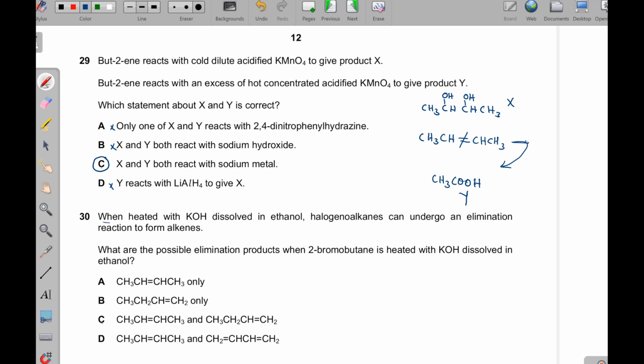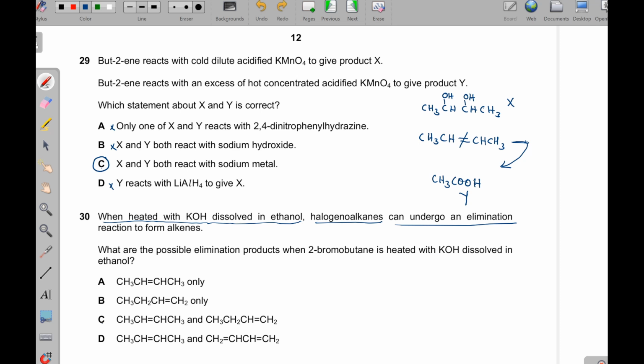Then question 30. When heated with potassium hydroxide dissolved in ethanol, halogenoalkanes, as I said before, can undergo an elimination reaction to form alkenes. But if this one is dissolved in water, just aqueous, then we form alcohols under substitution reaction. You see that? All right. Then they are asking, what are the possible elimination products when 2-bromobutane is heated with potassium hydroxide dissolved in ethanol? It can be potassium hydroxide or sodium hydroxide.